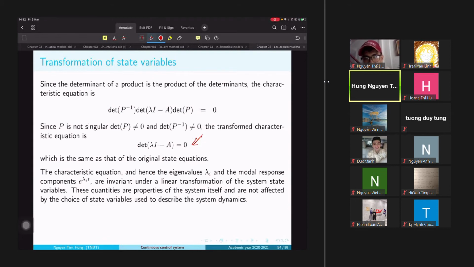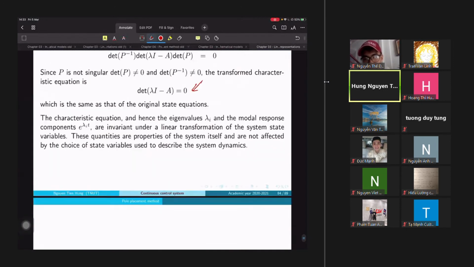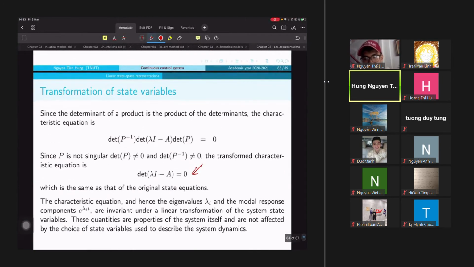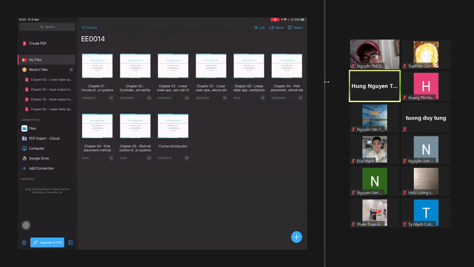The eigenvalues don't change with this transformation. That's the reason why we call this an equivalent representation, or similar representation. In some books, they say this is also a similarity transformation or similar representation. So for one system we have many state space equations that represent this kind of system. This is something we have learned.